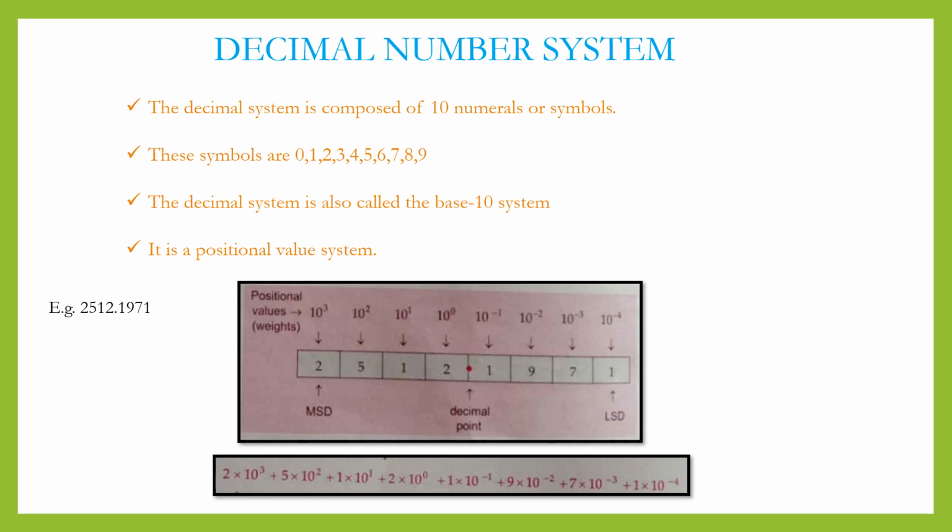In this number, 2 carries the most weight, so it is referred to as the most significant digit, in short MSD, and 1 carries the least weight and is called the least significant digit, in short LSD.